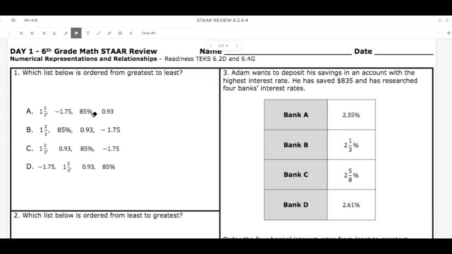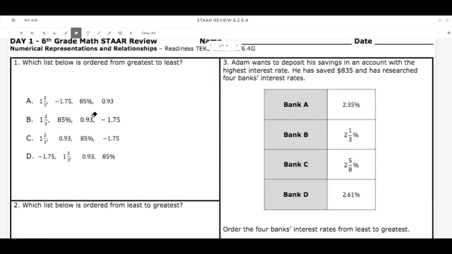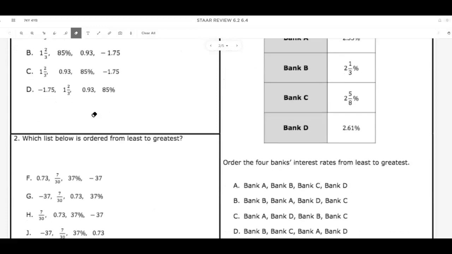All right, so right now, questions 1 and 2 are all about ordering. First one, greatest to least. Second one, least to greatest. I'm going to give you a few minutes to work on these, okay? Questions 1 and 2, I want you to get started. Just 1 and 2. When you're done, I want to see it, or we're gonna go over it in a couple minutes.